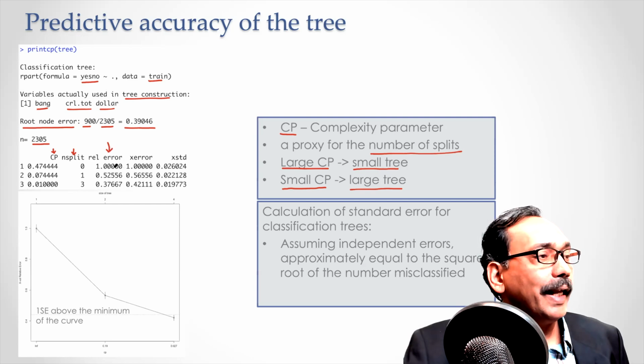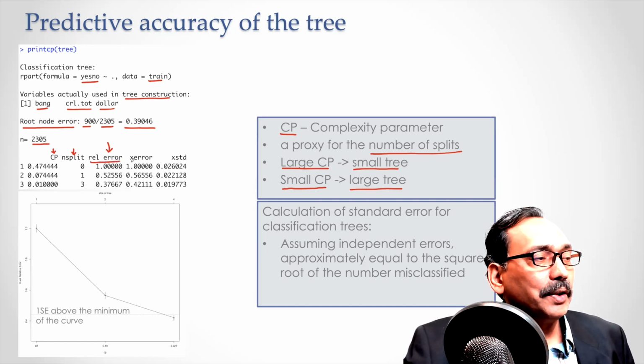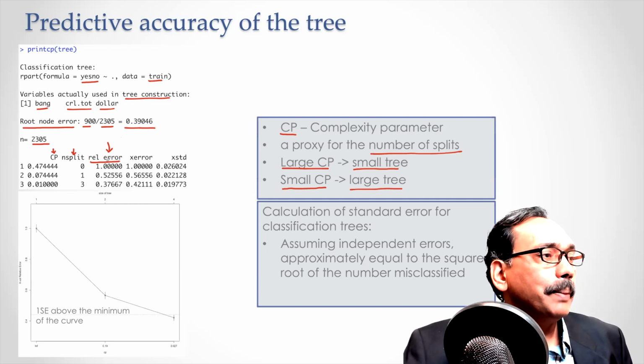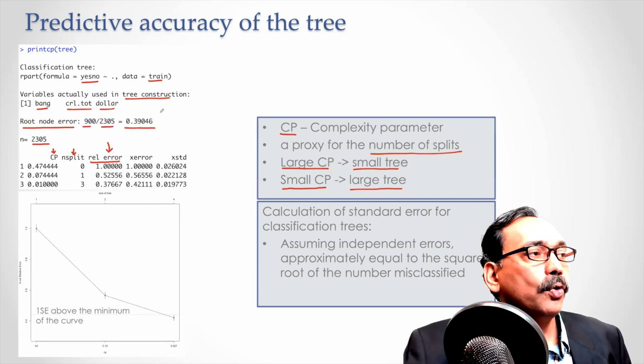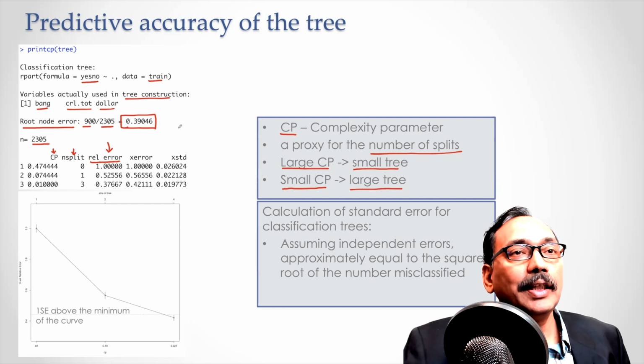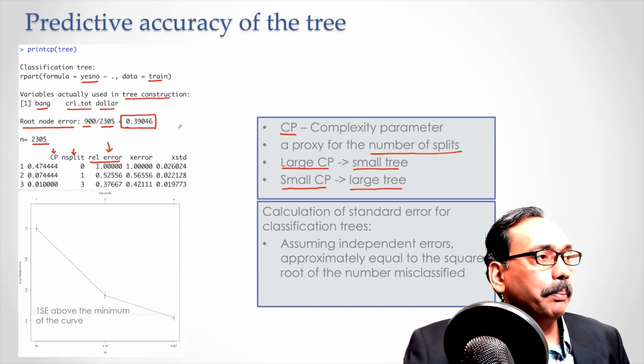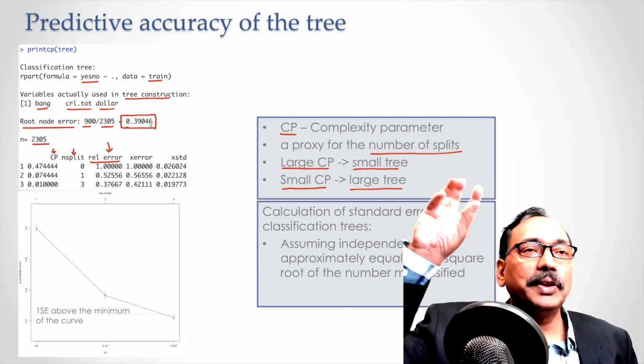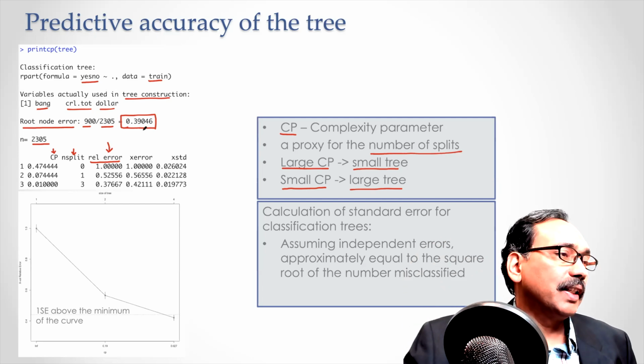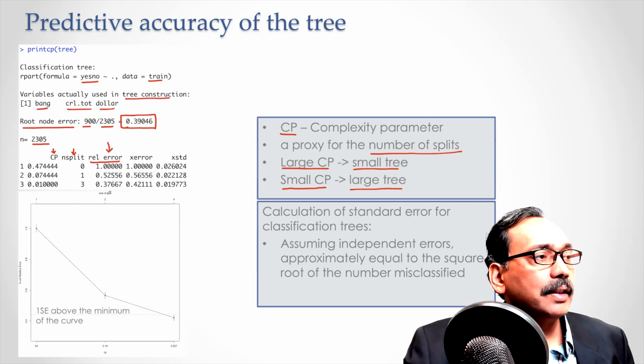Then there is relative error. It calculates error when you have a specific number of splits. When there is 1 split, what is the error? When there are 3 splits, what is the error? The term relative error, you can convert to absolute error simply by multiplying these numbers by 0.39046 that you see at the top, because that's the overall level of spam emails. 39% of the emails are spam. So if you multiply this by relative error, you get absolute error. Without a split, 1 times 0.39 is basically 0.39. That's what you have at the root node. 39% of emails are spam. But at each level, you can get that number very easily.